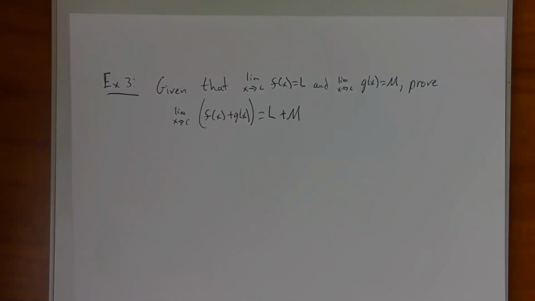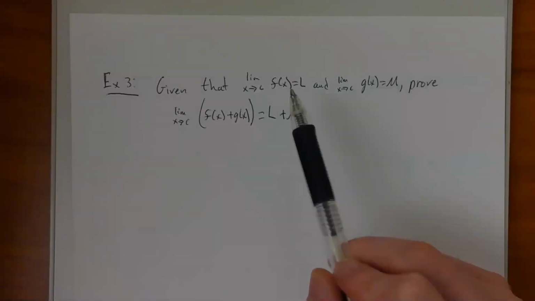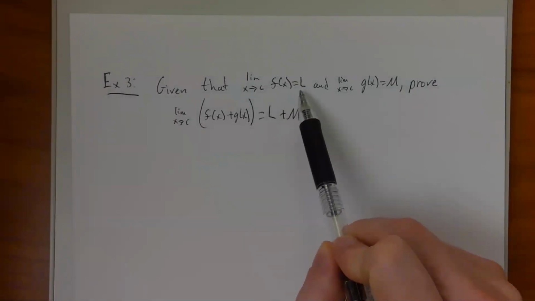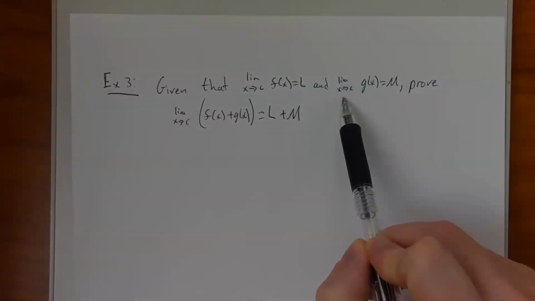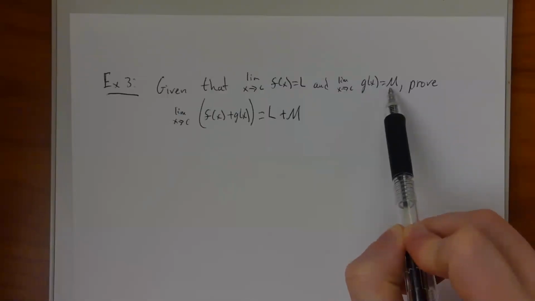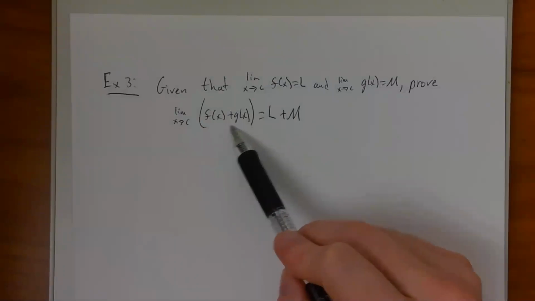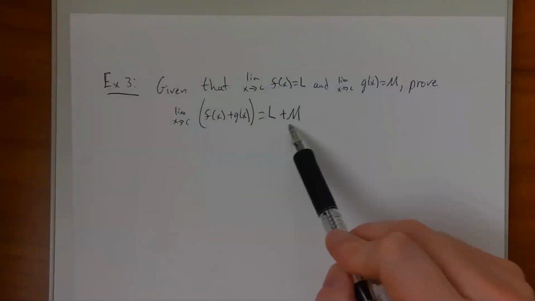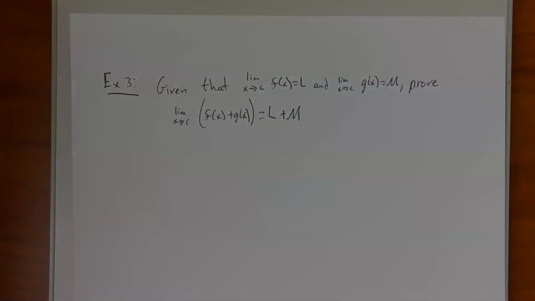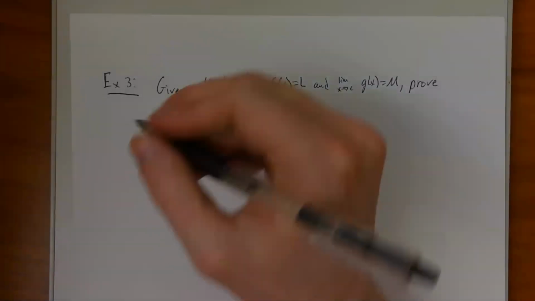So one of our limit laws is the sum rule, which says that if the limit as x approaches c of f of x is equal to L, and the limit as x approaches c of g of x is equal to m, then the limit as x approaches c of the sum of those functions is just the sum of those limits. And in this particular example, we want to go ahead and prove that using the precise definition of a limit. So how do we do that?